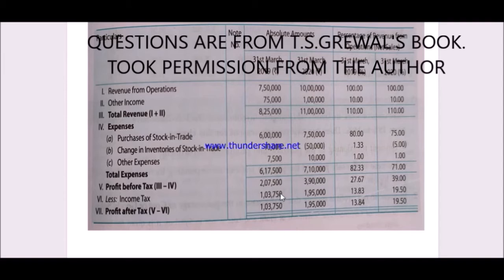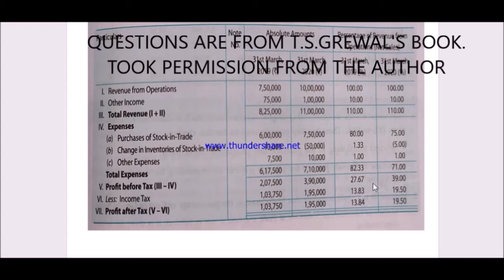Now, what is the income tax percentage? How should we calculate that one? Very simple. 1,03,750 divided by 7,50,000 into 100 is equal to 13.83%.